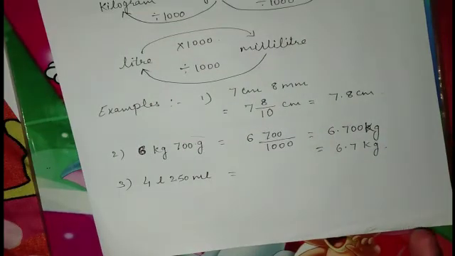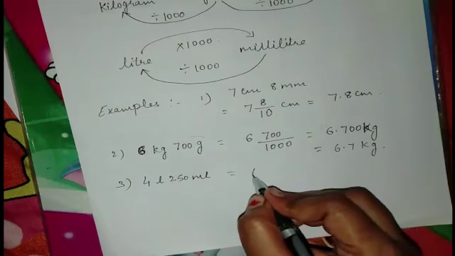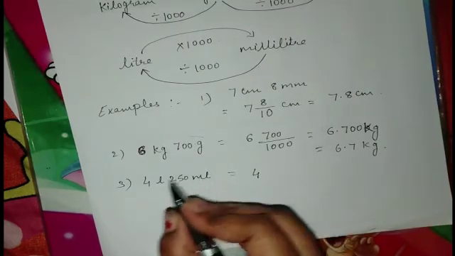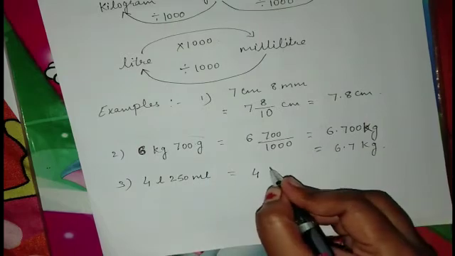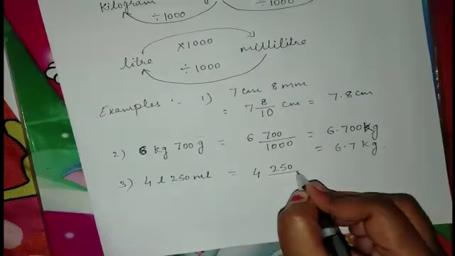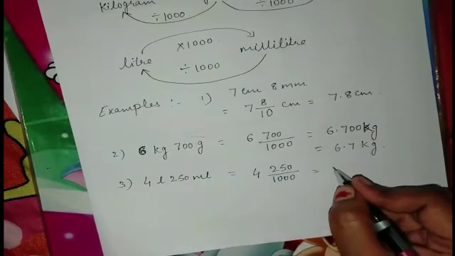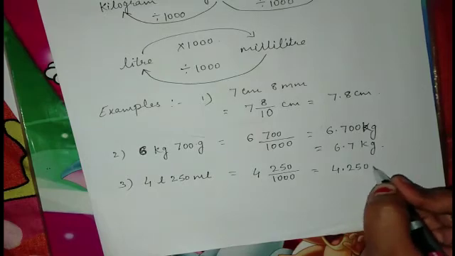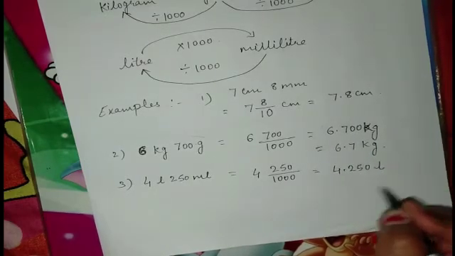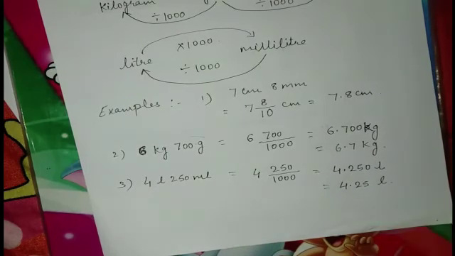Our next example: 4 liter 250 ml. Same, 4 we will write. Now 250 ml we have to convert into liter. It means we will divide by 1000. So 250 divided by 1000, what will we get? We will get 4.250 liter, and we can write like this also, 4.25 liter.